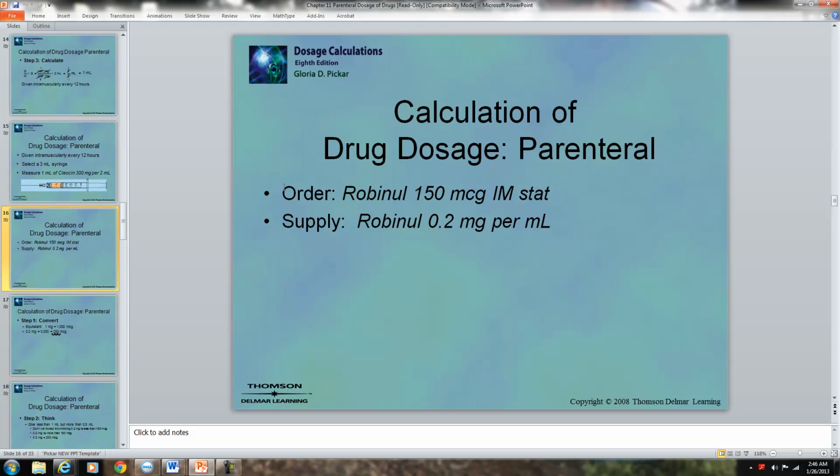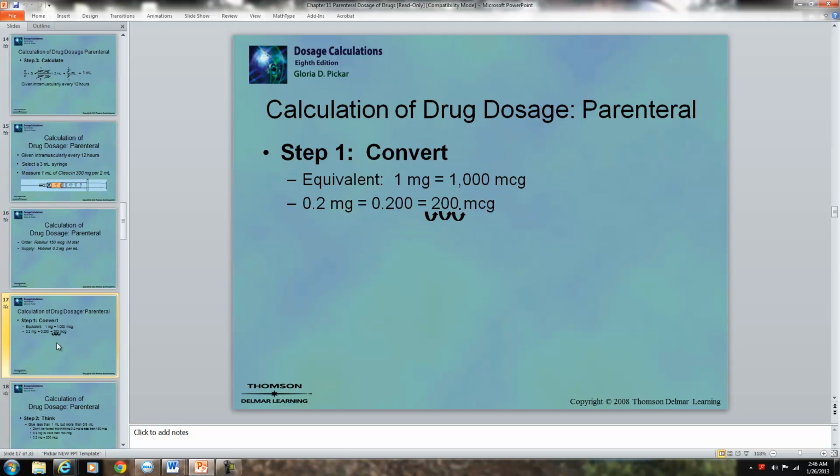Alright, another example. The doctor has ordered 150 microgram in the muscle stat. Now, your supply is 2/10 milligrams per milliliter. Now, what I see right away is that my units do not match, but the rule is that I would change to the smaller unit, therefore I could eliminate the decimal. I know that 1 milligram is 1,000 microgram, and when I multiply by 1,000, it moves the decimal 3 places to the right. So 2/10 milligrams is 200 micrograms.